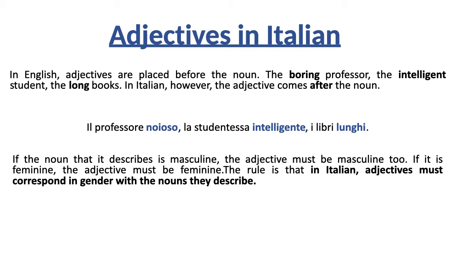This rule is known as correspondence in gender, right? Basically, adjective and noun need to have the same gender. One example, il professore noioso, again, that means the boring professor. Notice that noioso is ending in O, right? It's a masculine form of the adjective. Whereas if I change professore for professoressa, I also have to change the ending of the adjective. I have to say noiosa, right? Use a feminine form of the adjective.